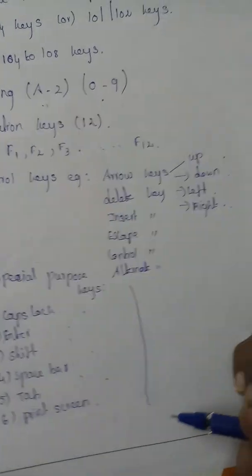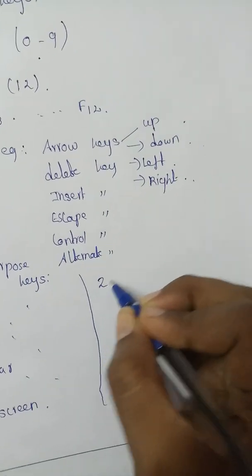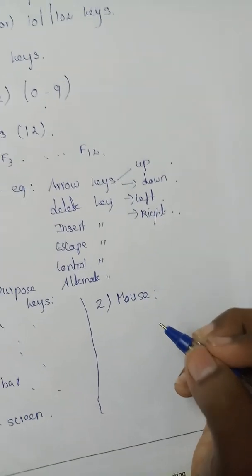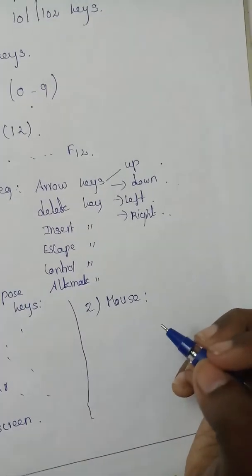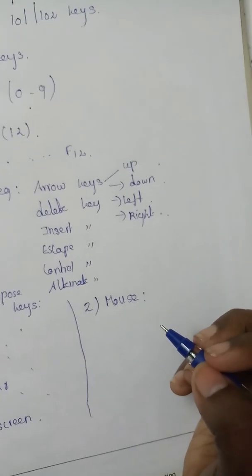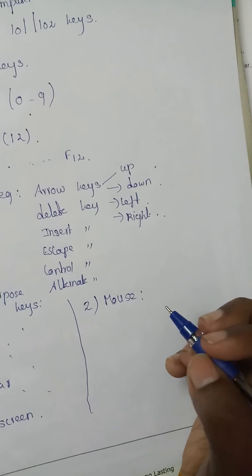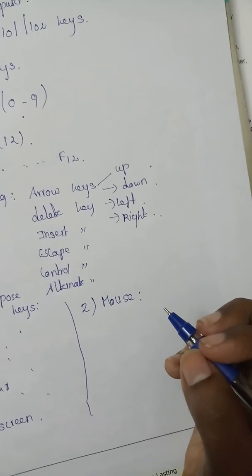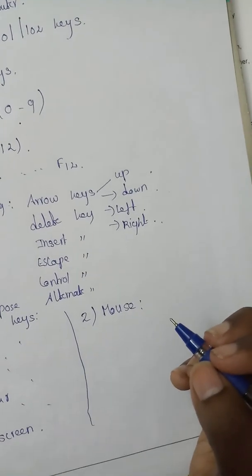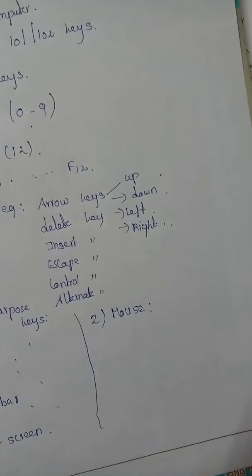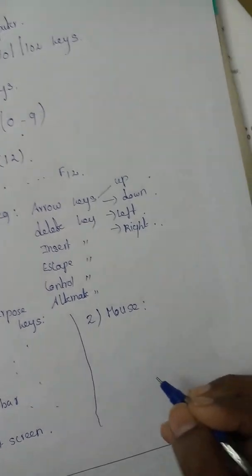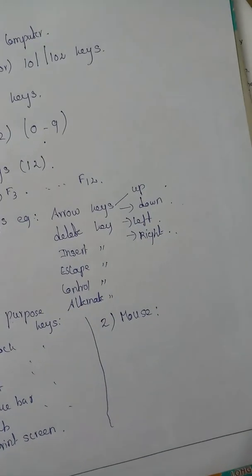These are the different types of keys in a keyboard. The second input device is the mouse. It is used to control the position of the cursor on the screen. It cannot type any letters or numbers. Its only purpose is to control the position of the cursor on the screen.